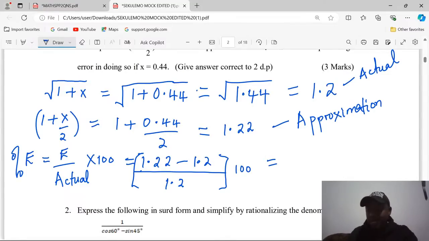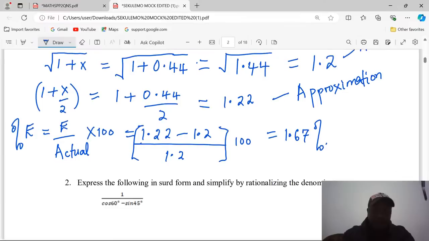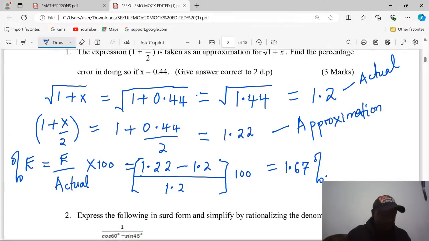So allow me to say that 1.22 minus 1.2 is 0.02. Then we divide by actual 1.2. And after this, we multiply by 100. When I multiply by 100, I'm getting 1.666 recurring percentage. 1.66, but we have been told to 2 decimal places. So 1.67%. That is the percentage error.